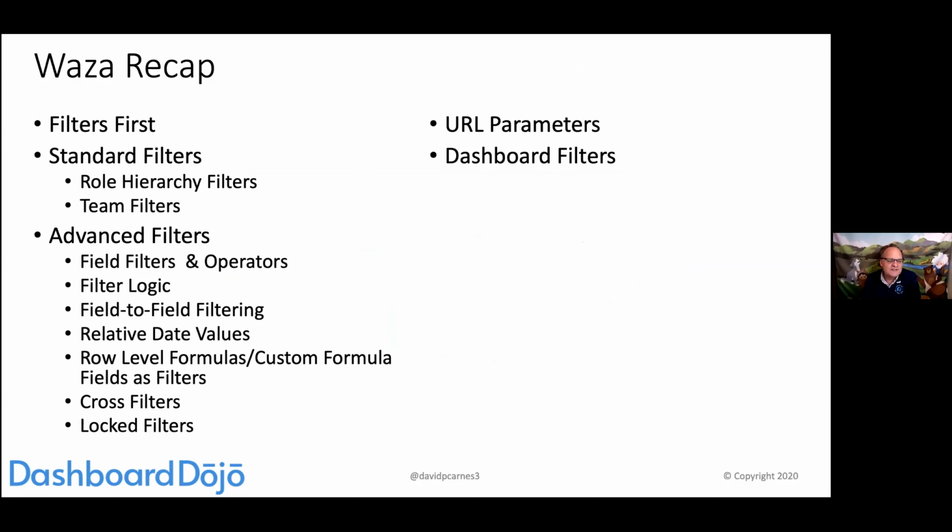All right, so we just talked about a whole bunch of things quickly, and I do want to shift gears. So we talked about filters first. We talked about the standard filters. When you create a report, they're up at the top of the filter tab. We can add a whole variety of different types of advanced filters. We can also take advantage of URL parameters and dashboard filters. So there's a lot out there.